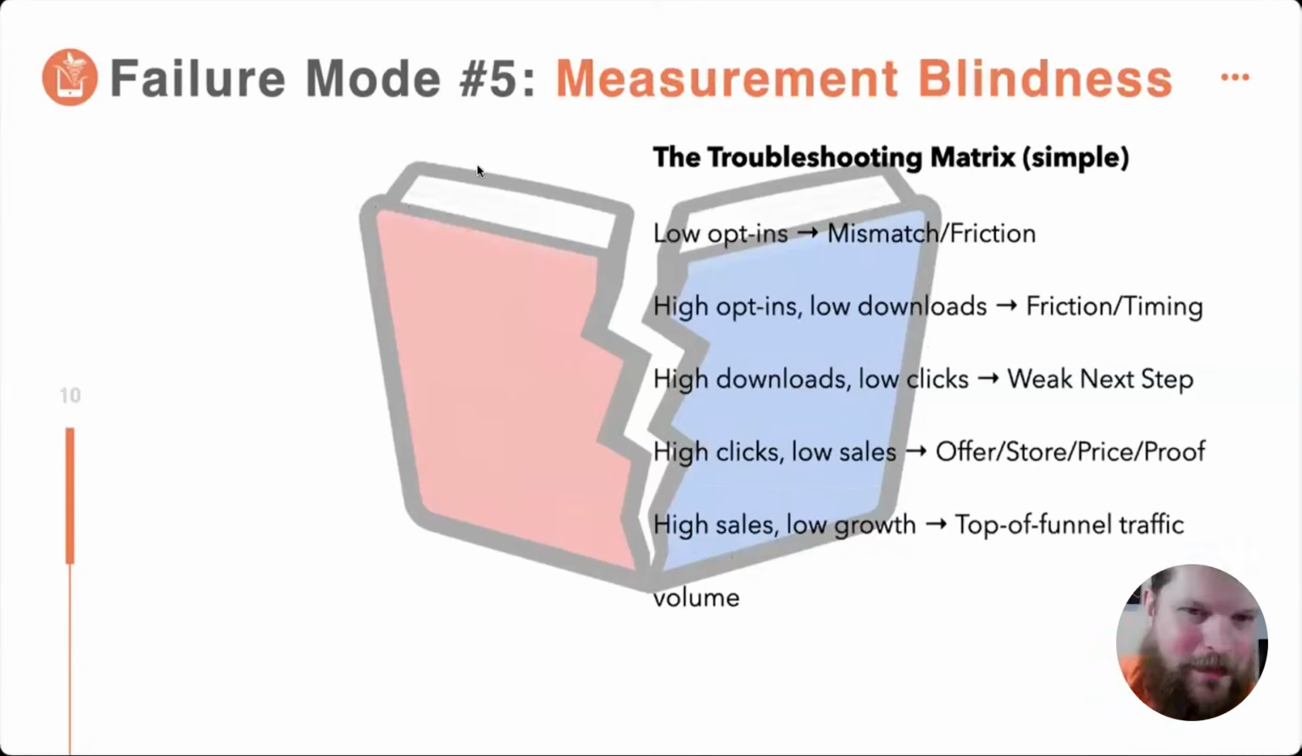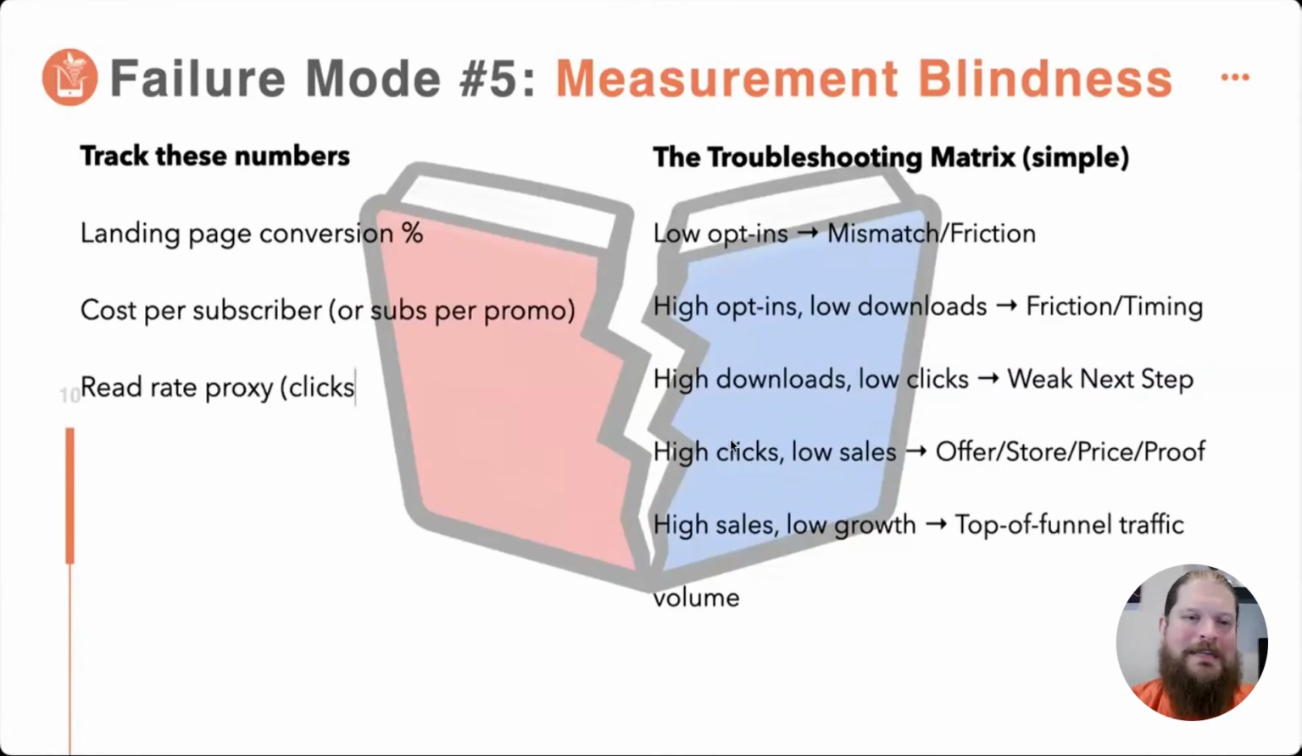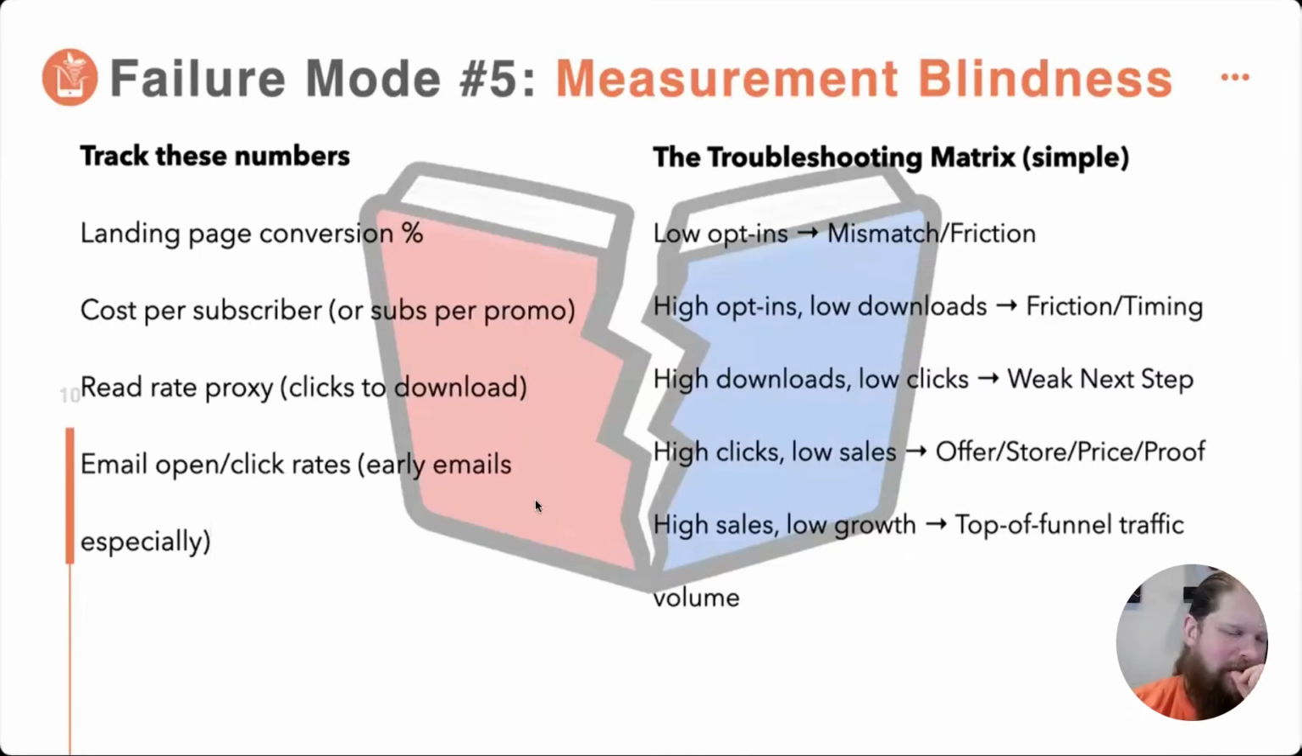Lovely. I knew this was going to happen. But let's get all the text here on the screen so that it doesn't look too odd. We're talking about failure mode number five. You're getting a preview of this troubleshooting matrix. But this is where we're talking about measurement blindness. So here on the left-hand side of the screen, we want to track some very specific numbers. This won't be too bad here. Having these two side by side, we want to see our landing page conversion percentage.